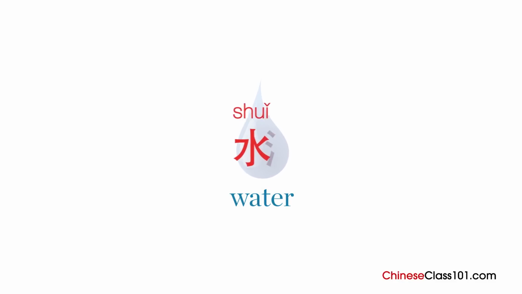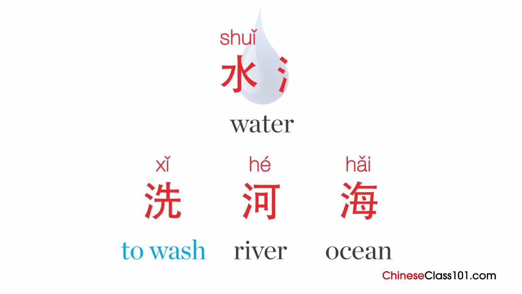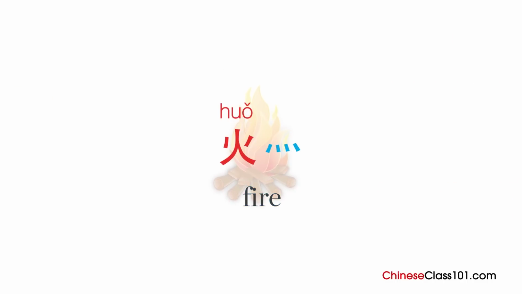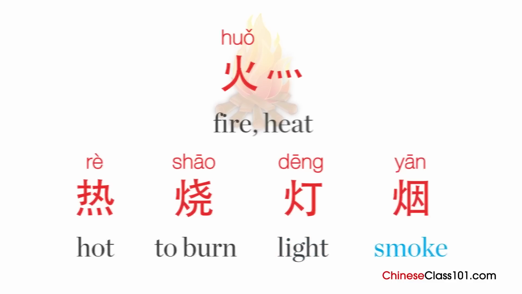水 means water. This radical is its variation. When you see them in a character, it usually means the character has something to do with water. 洗, to wash, 河, river, 海, ocean. 火 means fire, and this radical is its variation. When you see 火 and this radical, the character usually is related to fire or heat. Some examples are 热, hot, 烧, to burn, 灯, light, and 烟, smoke.